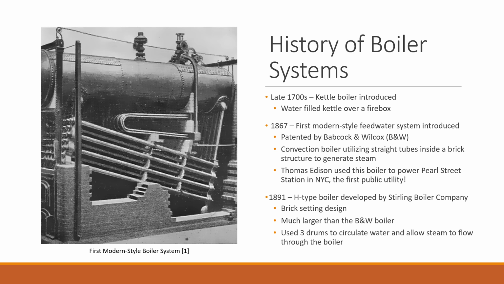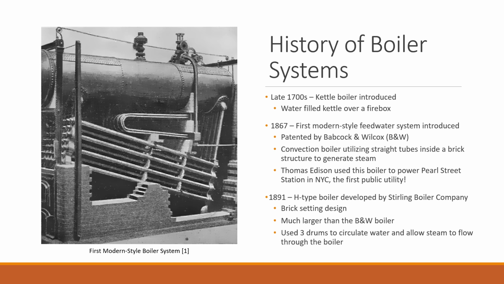This design was a convection boiler utilizing straight tubes inside a brick structure to generate steam. This design was limited by the straight tubing as they couldn't maneuver the steam through the building in the pattern they always wanted to. Thomas Edison used this boiler to power his Pearl Street station in New York City, which was the first public utility.